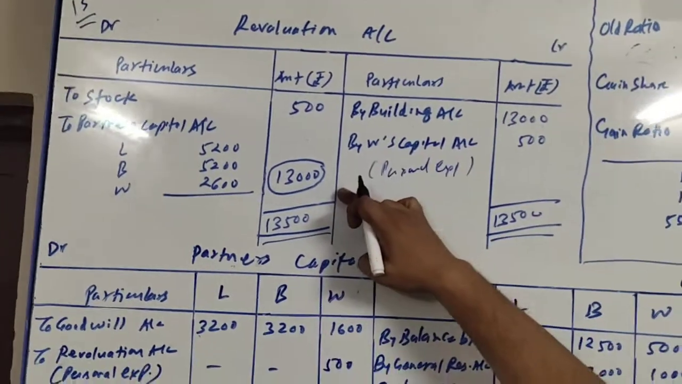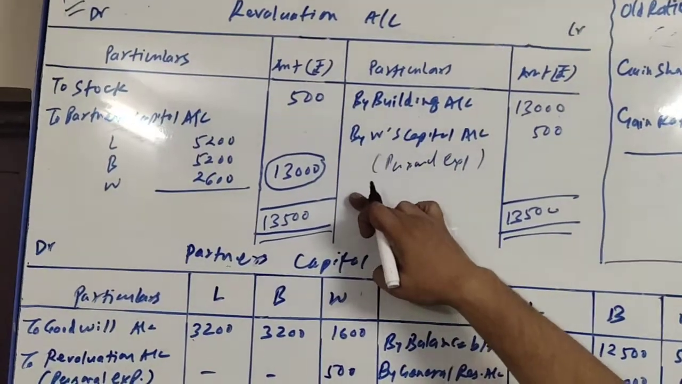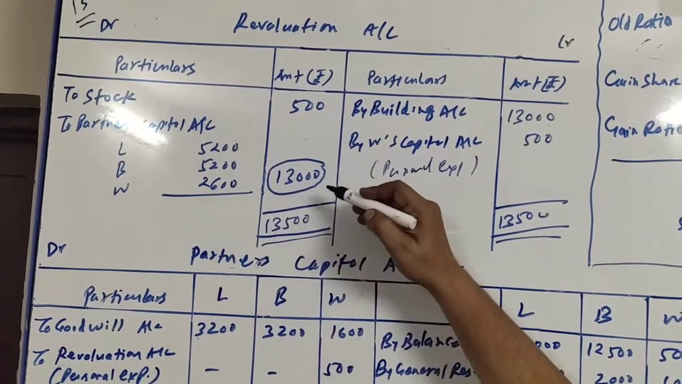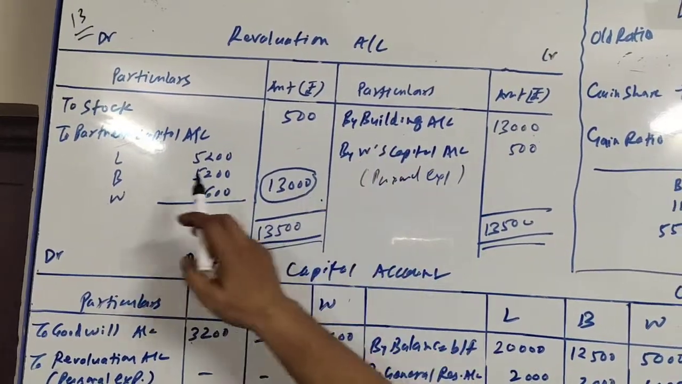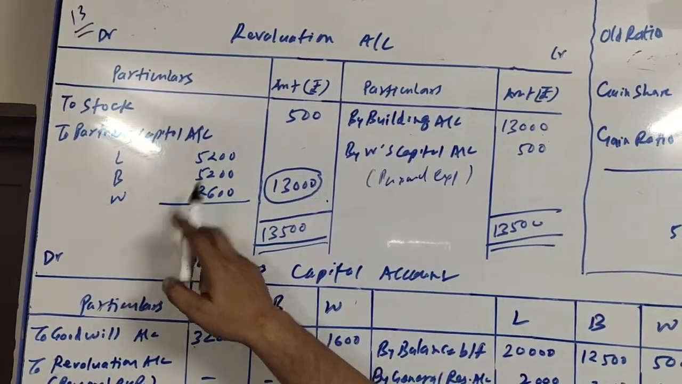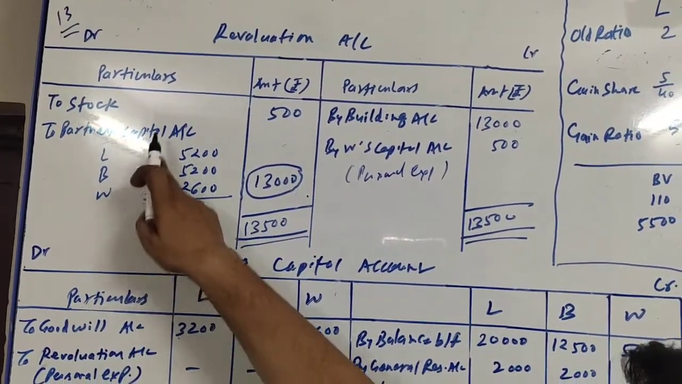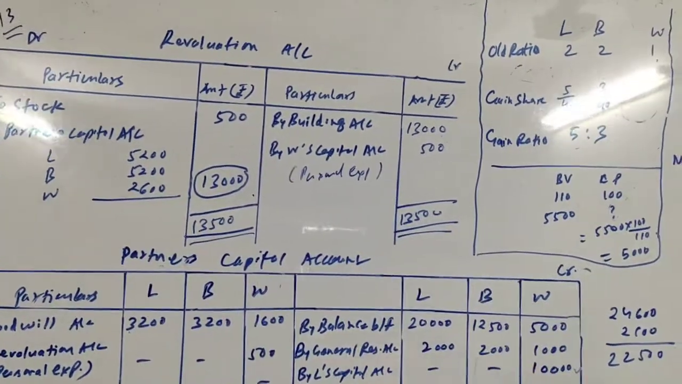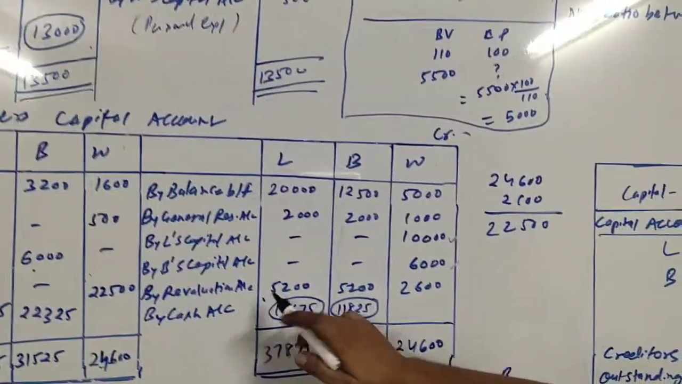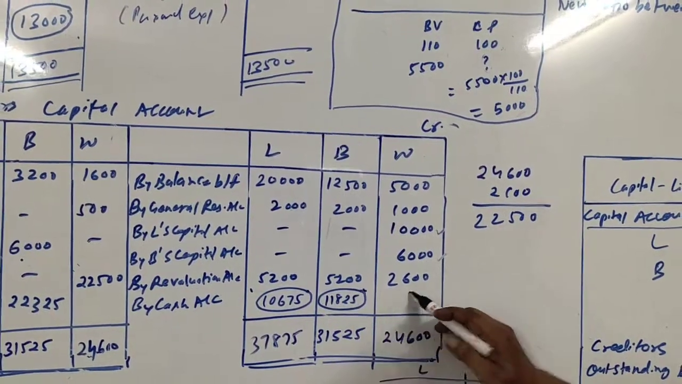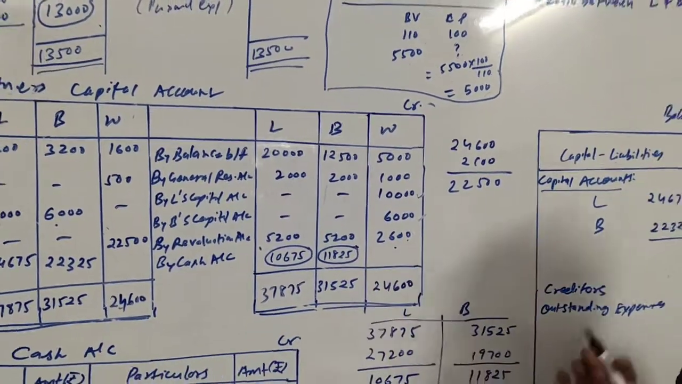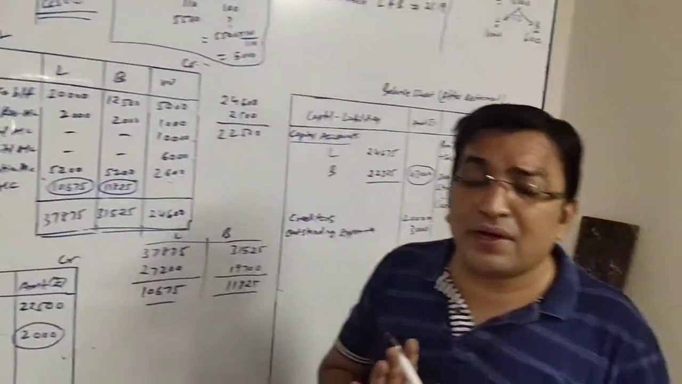It will be distributed among partners in their old profit and loss sharing ratio. The old profit and loss sharing ratio is 2:1. When I distribute 13,000 in that proportion, I get 5,200, 5,200 and 2,600. This is profit, so in the partners' capital accounts, on the credit side, this will be written. So here it is by revaluation account, 5,200, 5,200 and 2,600. So we have closed the revaluation account.